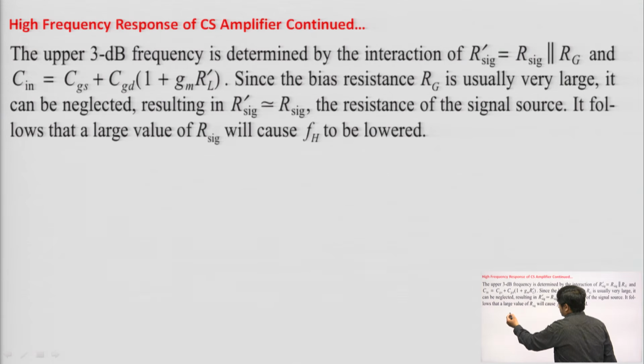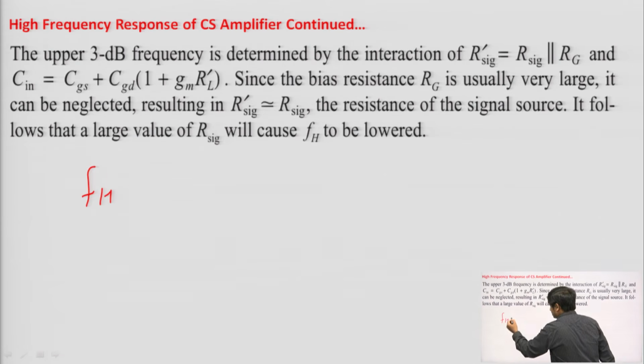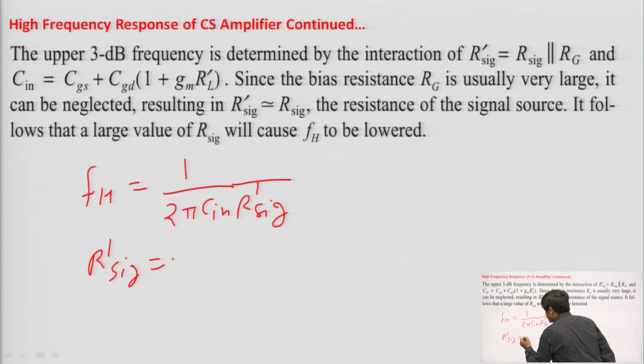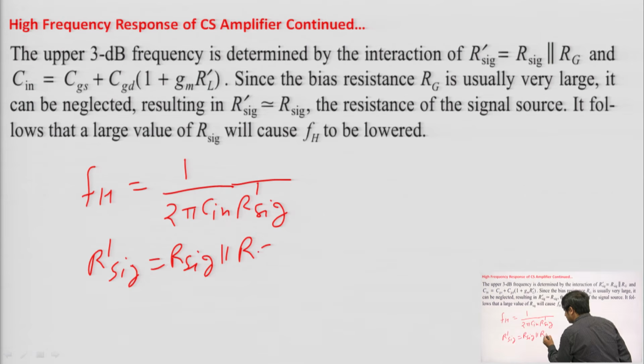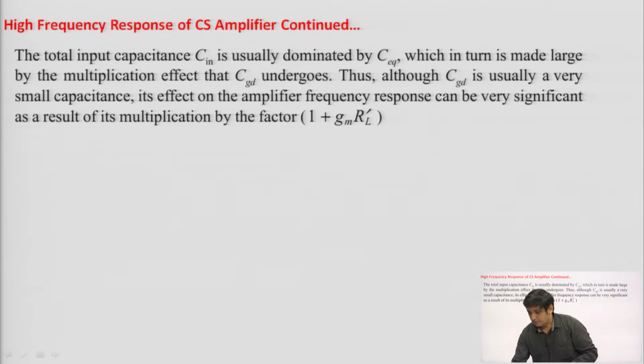Your Cin is increased, that is why your upper 3 dB frequency is reduced, and there is one more term in this expression of Fh, that is R dash sig. And what is this R dash sig? It is R sig parallel to Rg. Since Rg is very large, we can write R dash sig is approximately equal to R sig. R sig is the internal resistance of the input source. So, if the internal resistance of the input AC source is more, even then your Fh will be reduced. So, we have to be careful about it, fine.